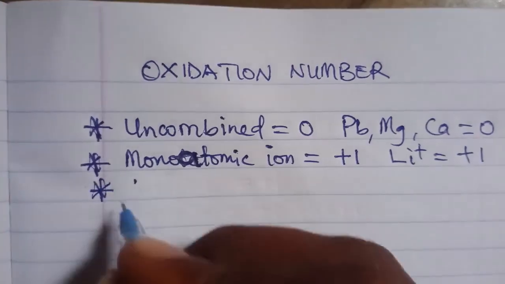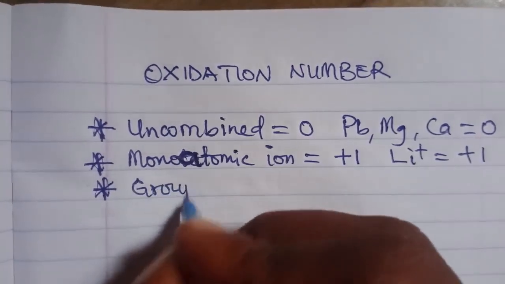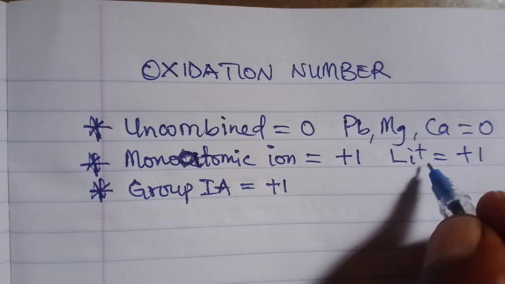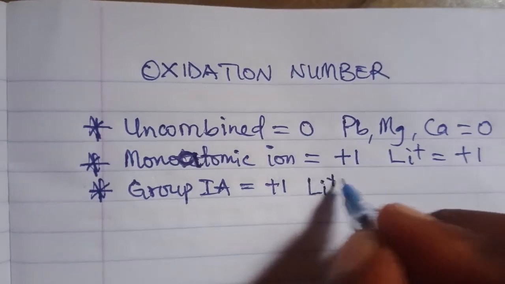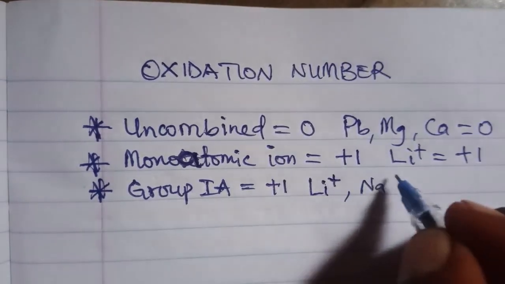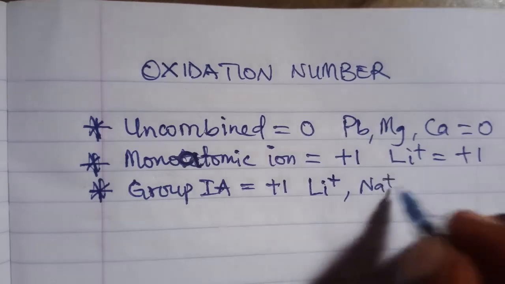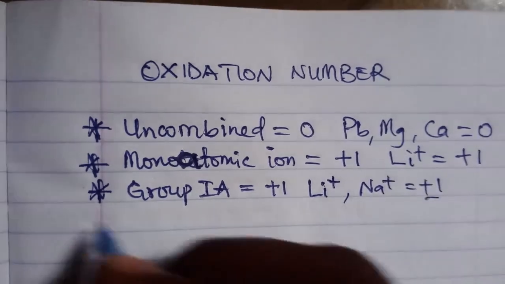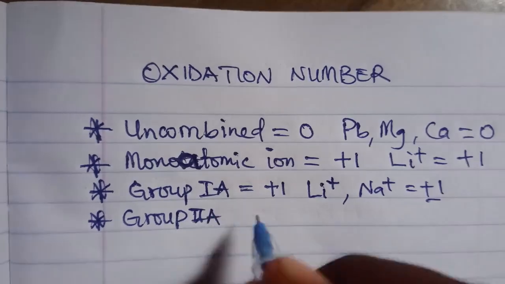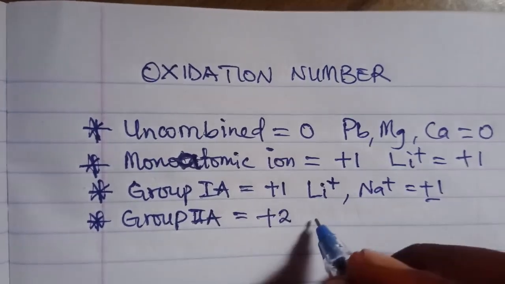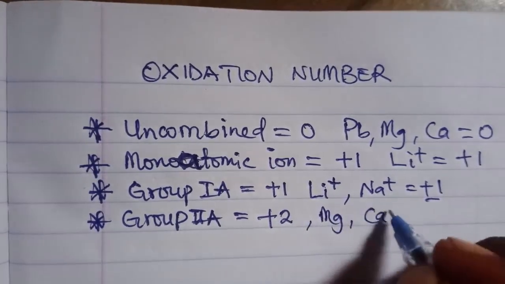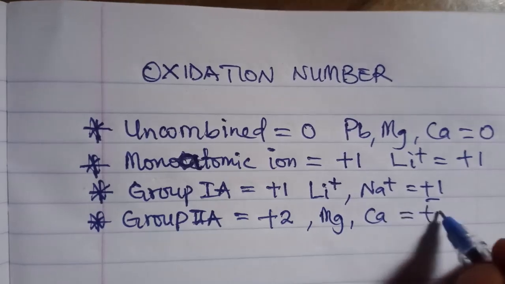The next rule says that for all group 1 elements, the oxidation number is +1. For example, lithium, its oxidation number is +1. Sodium, its oxidation number is +1, and so on. Likewise, for group 2 elements, the oxidation number is +2. So if we have something like magnesium, calcium, and so on, their oxidation numbers are +2.